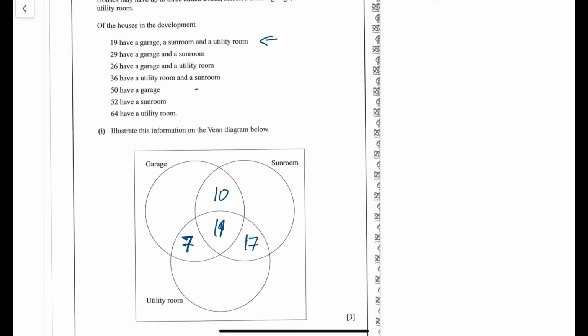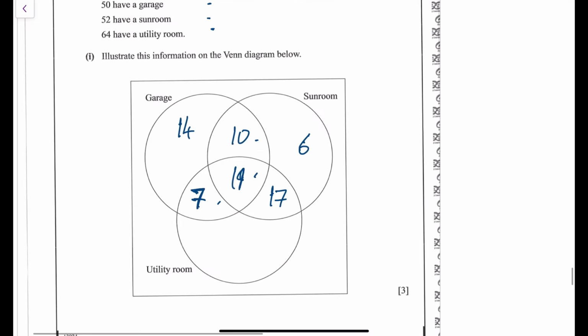So we're down to here. 50 have a garage. So this number, this number, this number, and this number add to be 50. So take those other 3 away from 50, gives me 14. Next thing, 52 have a sunroom. So this number plus the 10 plus the 19 plus 17 add to give 52. I've done 52 minus the 10, the 19, and the 17. That gives me 6. Last thing, 64 have a utility room. So this number, 17, 19, and 7 add to give you 64. So do 64 minus 7, minus 19, minus 17, sorry, and that gave me 21.